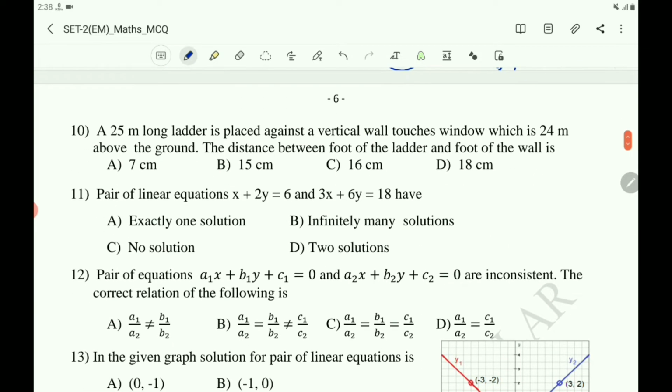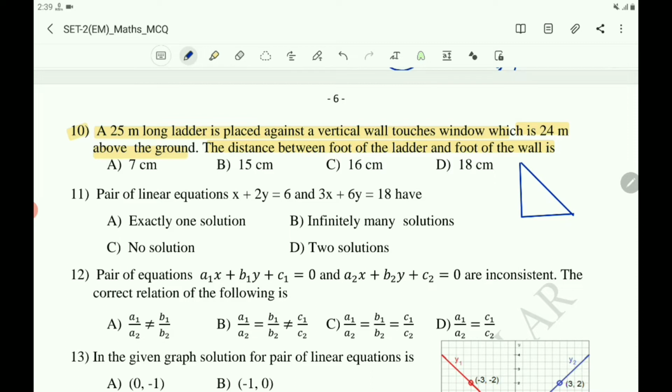Next you take the 10th question. A 25-meter long ladder is placed against a vertical wall and touches a window which is 20 meters above the ground. The distance between the foot of the ladder and the foot of the wall is? Now let us have the rough sketch here. Consider it is a wall and it is a ladder.